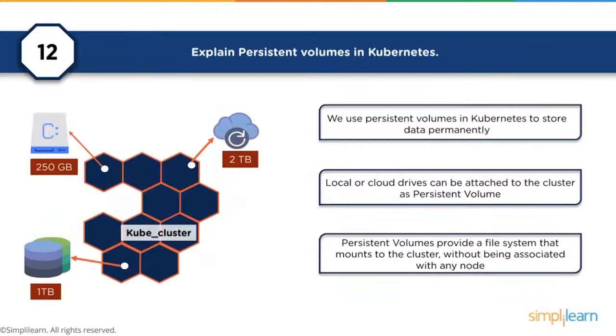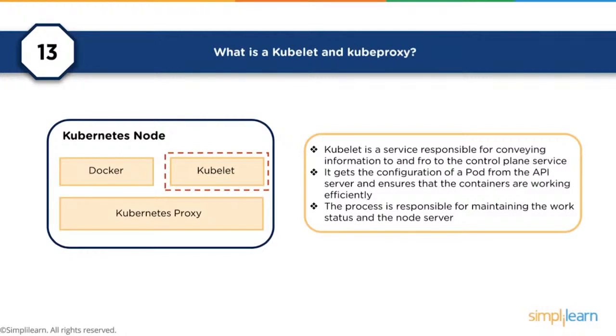So you're going to be asked to explain persistent volumes in Kubernetes. A persistent volume is just a place where you can store data. Again, this can be local data, as in a hard drive local to the physical machine, or it can be cloud-based data. So what is a kubelet and a kube proxy?